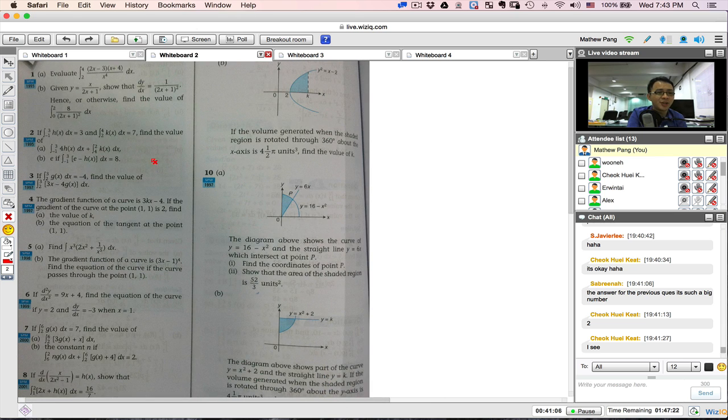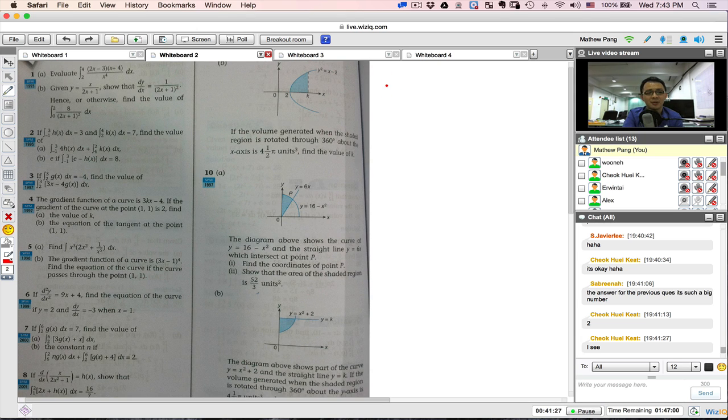Alright, for the question, okay, B, let me see, what is B? Okay, B is very simple. Basically, he just asks you to differentiate already, and then you get this one. Hence or otherwise, find the values of this one. Alright, let's see B. B is somehow important.